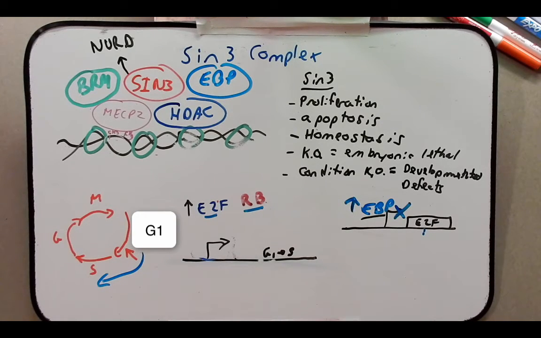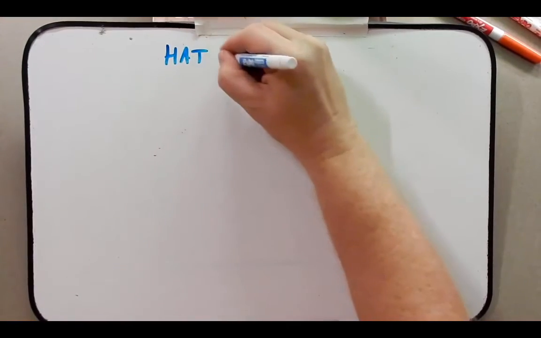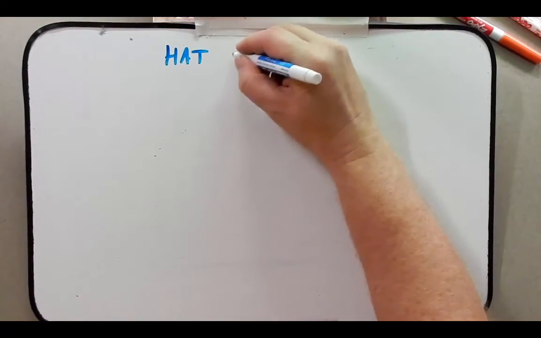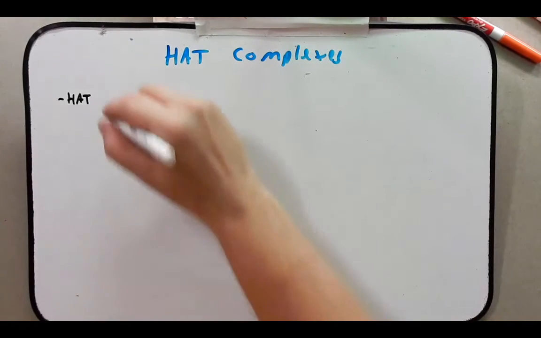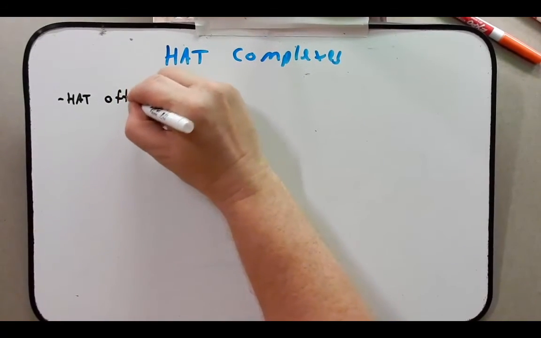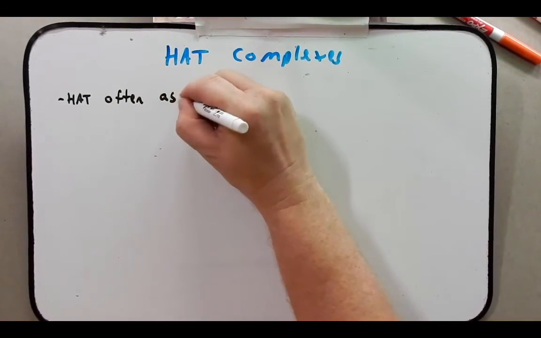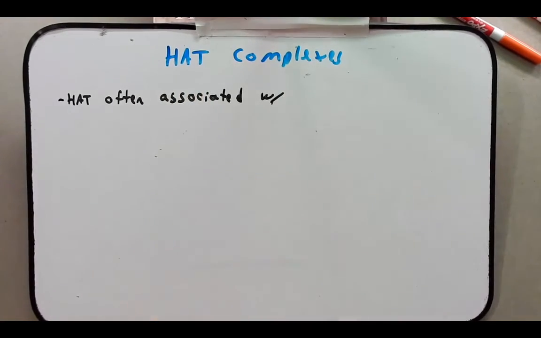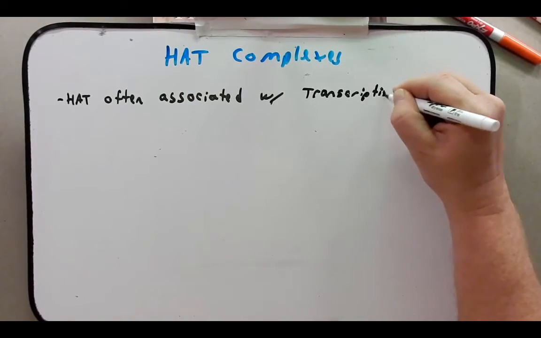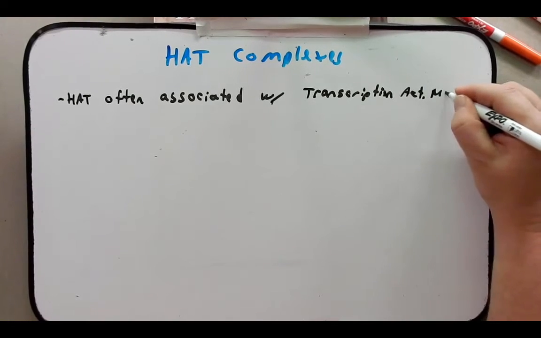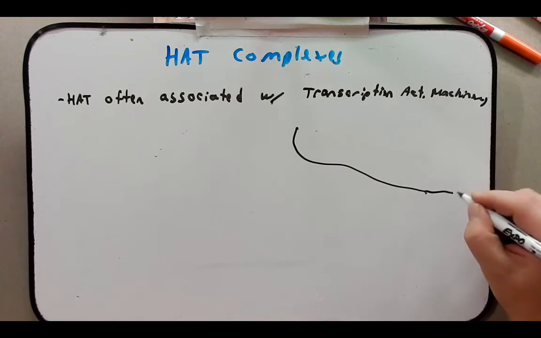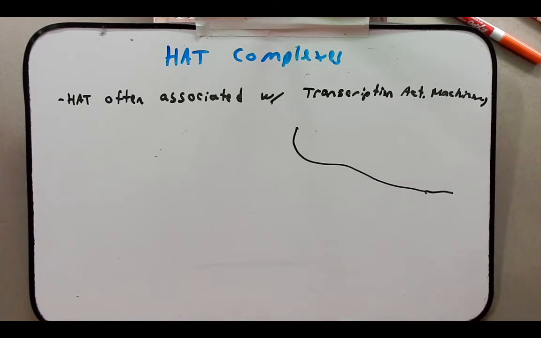Okay, the next thing I want to do is talk about a HAT complex, the histone acetyltransferases, the opposite of these HDACs. So these histone acetyltransferase complexes. HATs are often associated with transcription activation machinery. One we've already talked about, and that was TF2D.